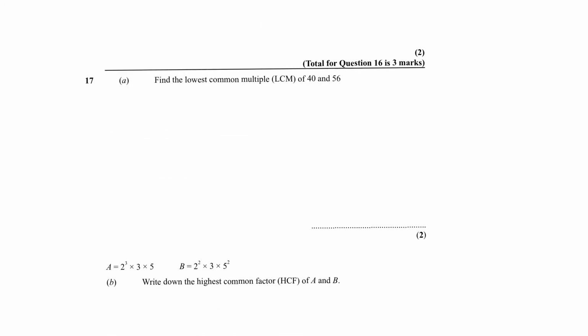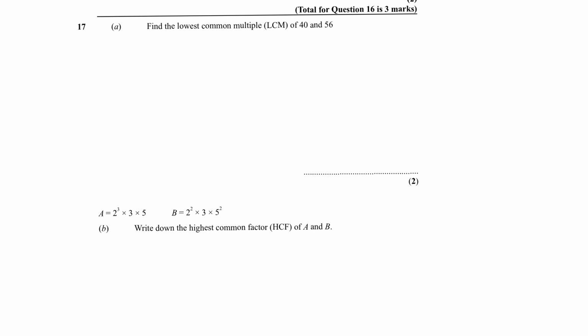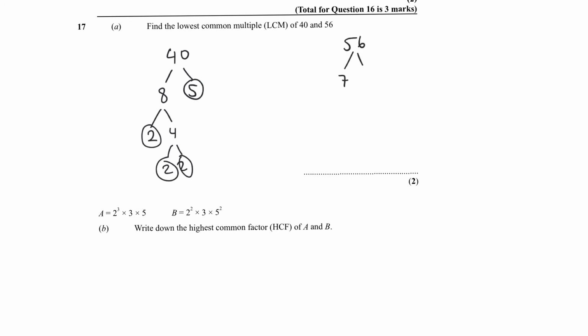Okay, so moving on to question 17, it says find the lowest common multiple of 40 and 56. So we'd have to work out the prime factors. 40 can be split into 8 and 5, circle the prime factors. 8 can be split into 2 and 4, and then 4 can be split into 2 and 2. And then 56, you've got 7 and 8. 7's a prime factor. 8 again split into 2 and 4, and then 2 and 2.